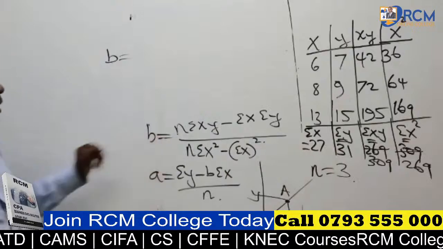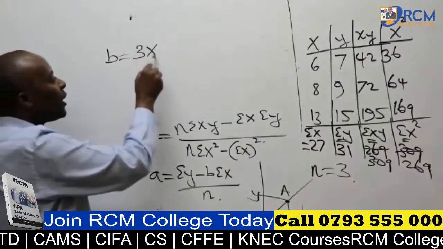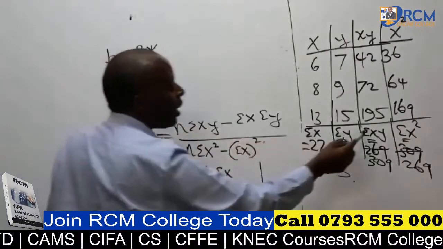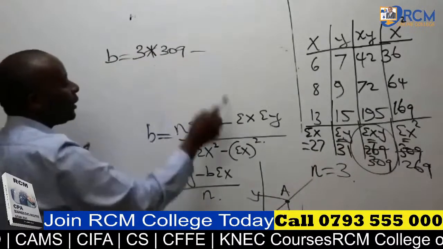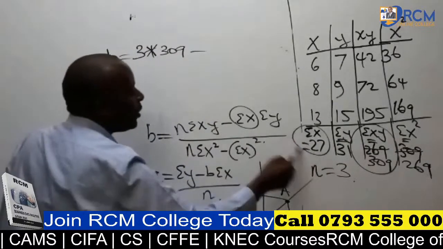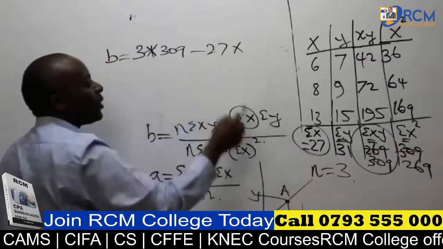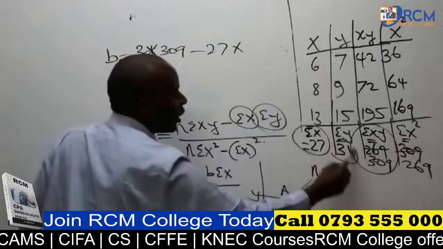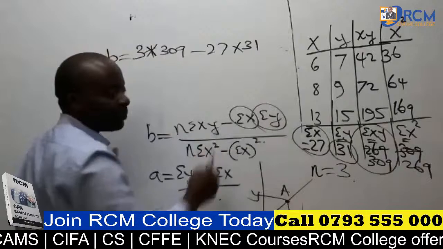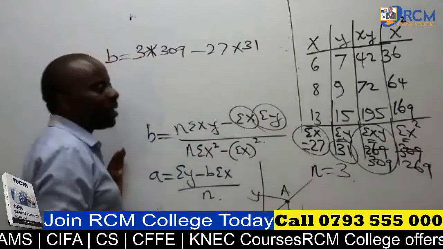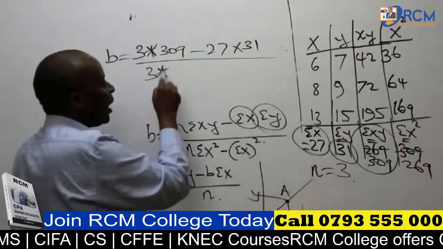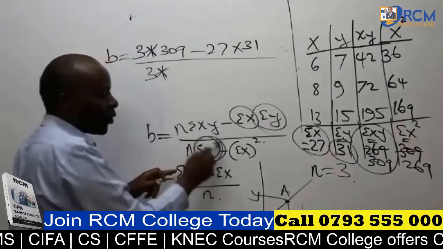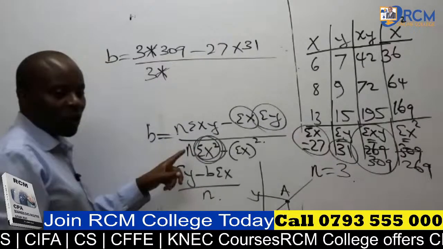So N is 3. So 3 times summation of xy, which is 309, minus summation x alone, which is 27, times summation y. Summation y is 31. All over n again, which is 3 times. So this is quite confusing. This confuses so many students.